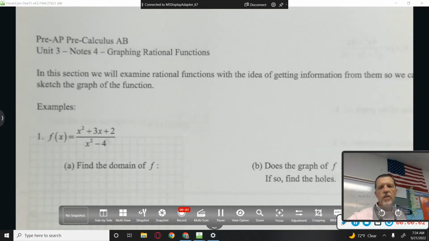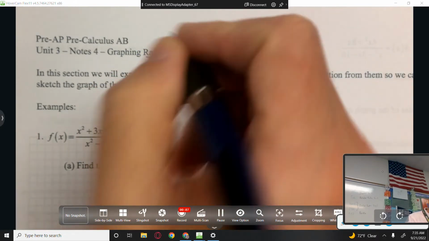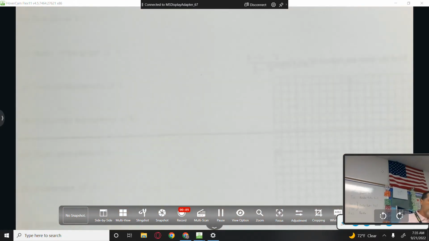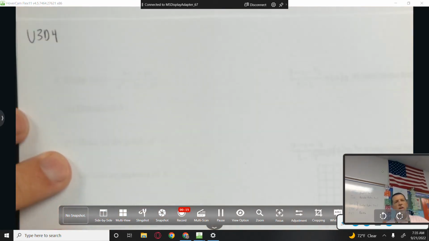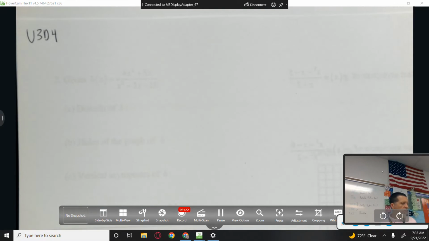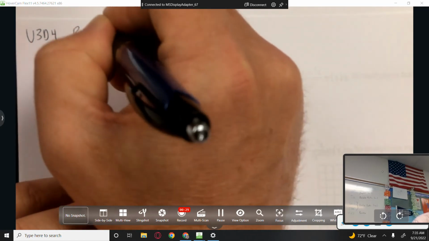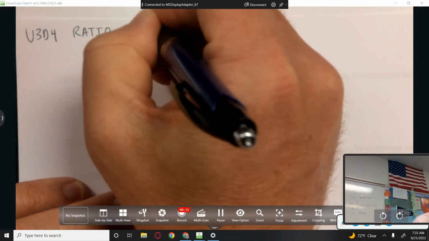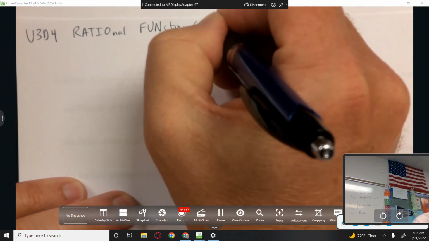So graphing rational functions. Again, you've got the handout, but we're going to take some kind of notes on our own on the back. And then we'll use those notes to fill out the graphs. I'm going to write small-ish, hopefully to fit it all on that page.